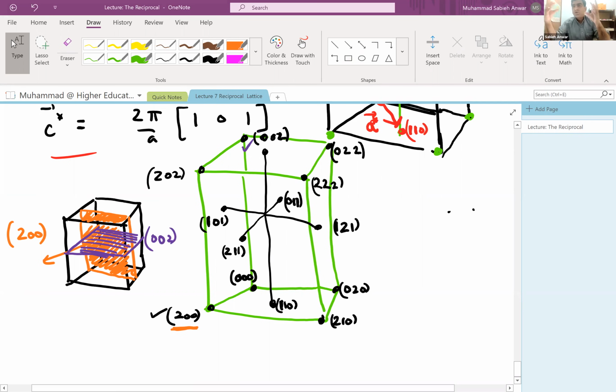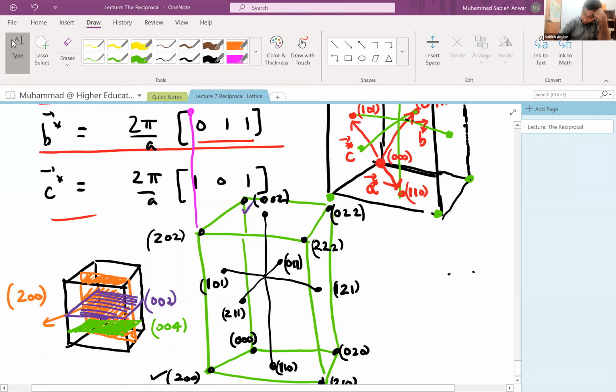So the closer the plane is to the origin, so if I were to draw another plane, let's, tongue in cheek, draw another plane here. This plane is 0, 0, 4. In the reciprocal space, this point will go further up. It will go vertically upwards here. Okay, so this will be the 0, 0, 4 point. So planes that are closer to the origin in the direct space will be further out from the origin in the reciprocal space.